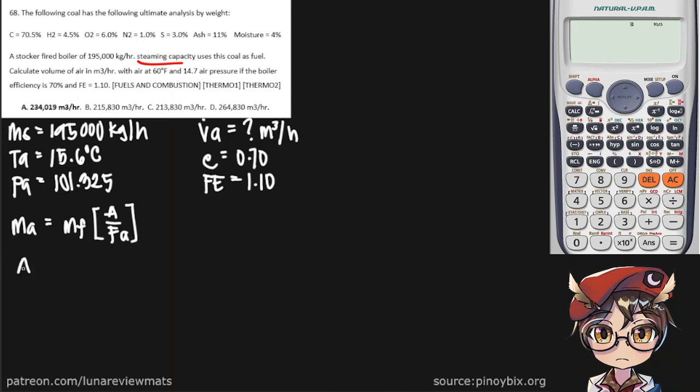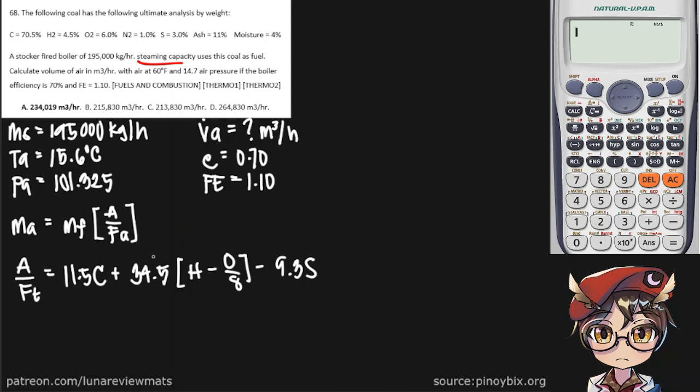So first, we need to find the theoretical air-fuel ratio. So this is the formula: 11.5 C plus 34.5 times the quantity H minus O over 8, plus 4.3 sulfur. And we simply use the values in our ultimate analysis. This one's 0.705. This one's 0.045. This one's 0.06. And our sulfur is 0.03. And we do get a value of 9.53 kilograms of air per kilogram of fuel.